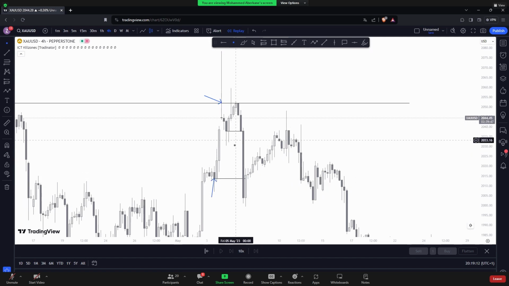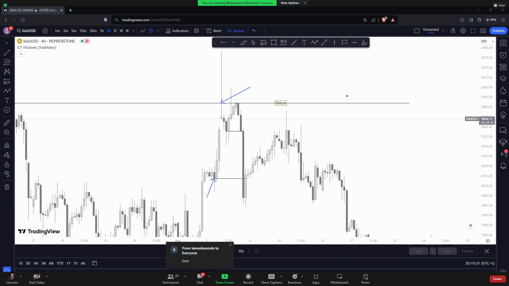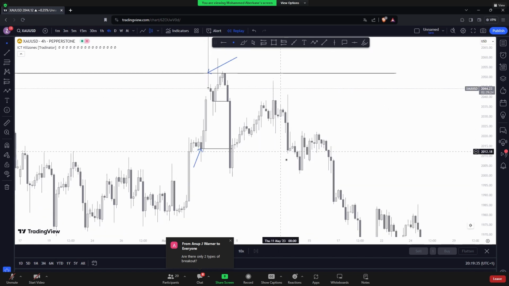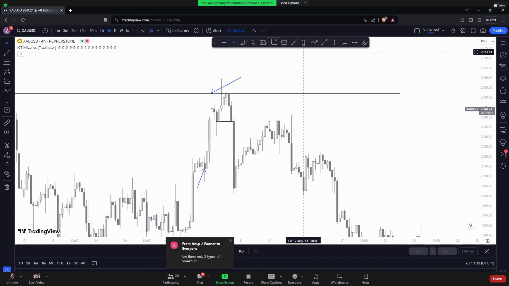Now, did I clarify? Is everything clear about the internal and external breakout? Any questions? Clear, all clear. Okay, amazing. So, external breakout, internal breakout. Price breaks, we start selling. After what? After a few pullbacks, or instantly, it doesn't matter. I'm going to explain that in the entries session.